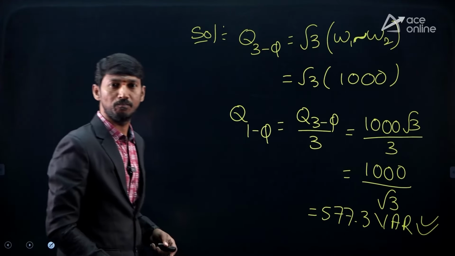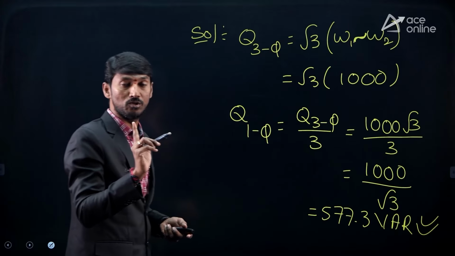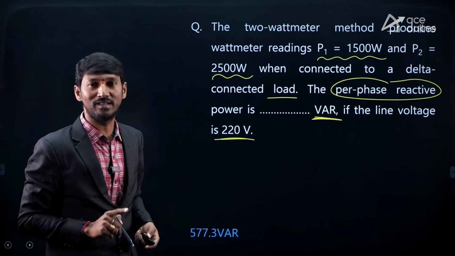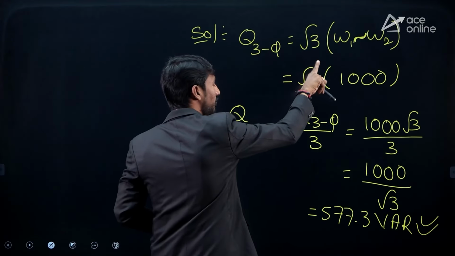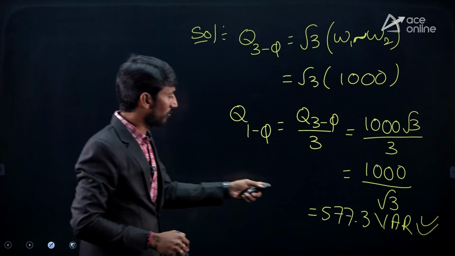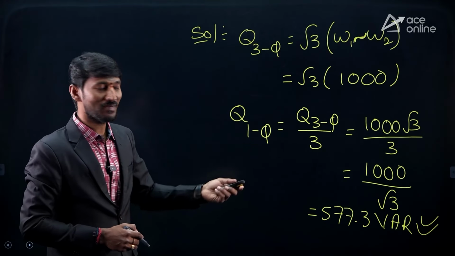577.3 VAR. Simple. But don't stop here. 1000 √3, don't substitute it as the answer, because he is asking per phase, not the total 3-phase reactive power. That's why first get the 3-phase total reactive power and then divide by 3 to get the per phase. So therefore the answer is 577.3 VAR. Right. Next one.